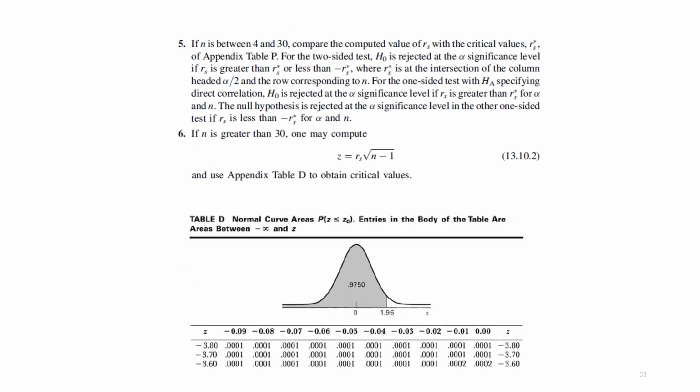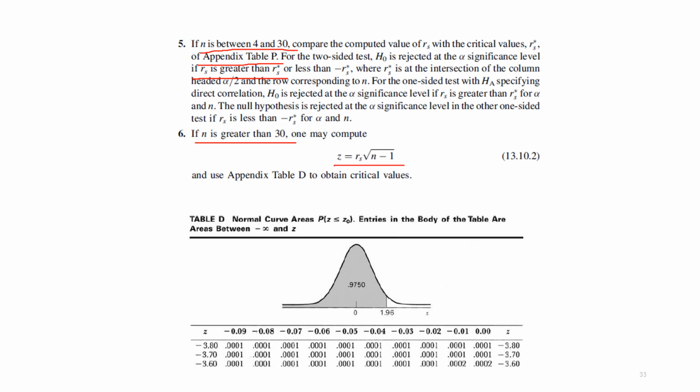If n is between 4 and 30, then compare the computed value RS with the critical value RS star in appendix P. We go to appendix P for the two-sided test. H0 is rejected at the alpha significance level if RS is greater than RS star. RS is our calculated value, and RS star is from table P. We compare them.